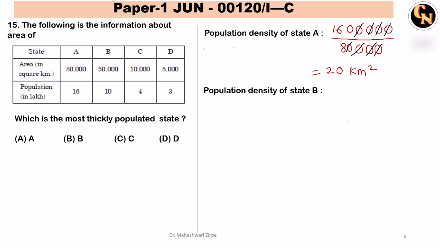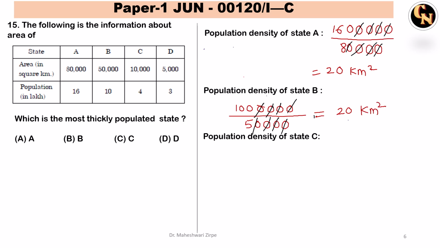Now population for state B is how much? Simply 10 lakhs. So lakhs means 5 zeros. 1, 2, 3, 4, 5. Yeah, 10 lakhs divided by 50,000 area. Now just cut the zeros. When you cut the zeros, 4 zeros, it comes out to be again 20. It comes out to be 20. So for state B also it is 20 square kilometer.